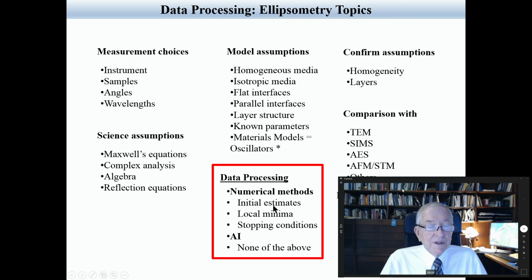But they require initial estimates. They do suffer from the existence of local minima, and you have to pick stopping conditions and tell it when to quit iterating. That's as far as you can go. What do you look at to do that? So you have to do these things, and it can be done. With AI, you don't have to do any of those things. That's kind of nice.